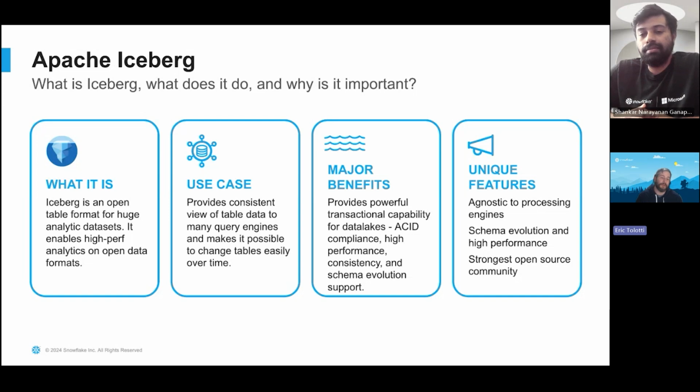The benefits are it provides a powerful transaction capability. So it's like an ACID database, but on a data lake. It's high performance, it's consistent, and it supports schema evolution. And some of the uniqueness around Iceberg is it's very agnostic to processing engines. So it could be the Snowflake processing engine or one of the Fabric processing engines. It's high performance, and it has a strong open source community.